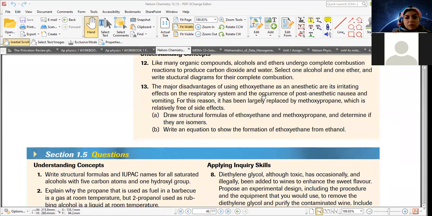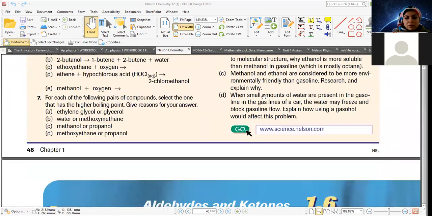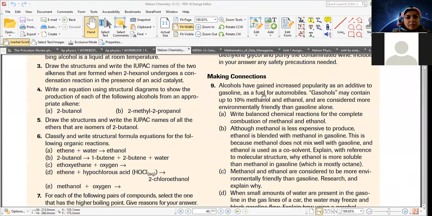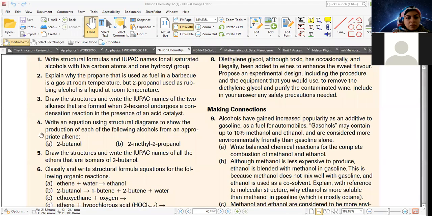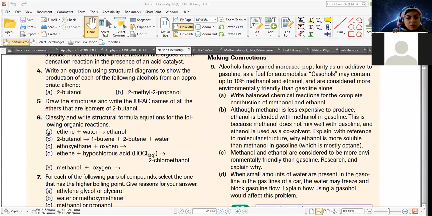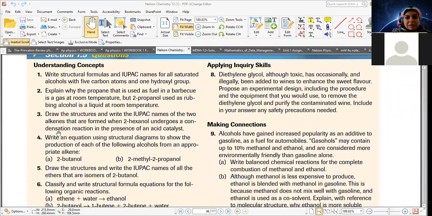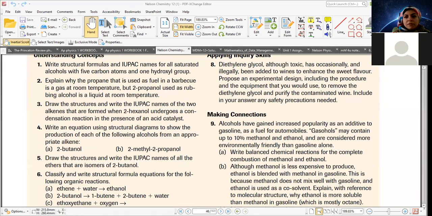So this is page 48. Page 48, questions number 4, 6, 7.